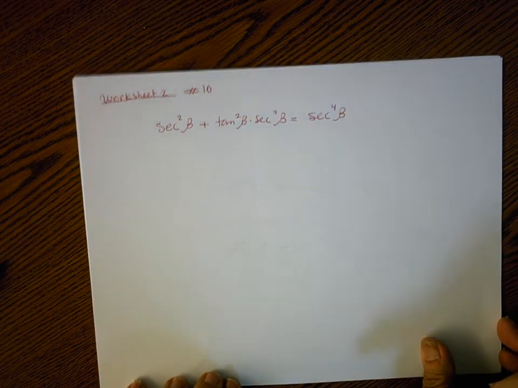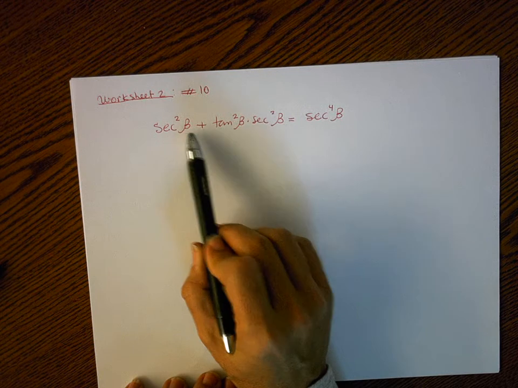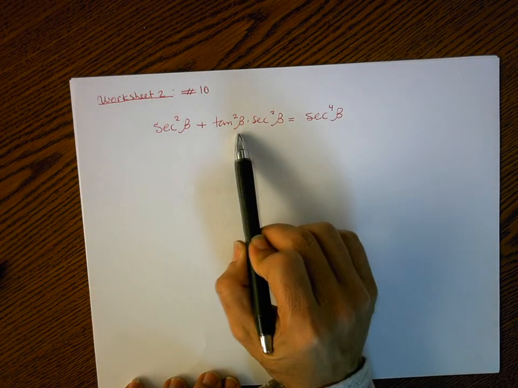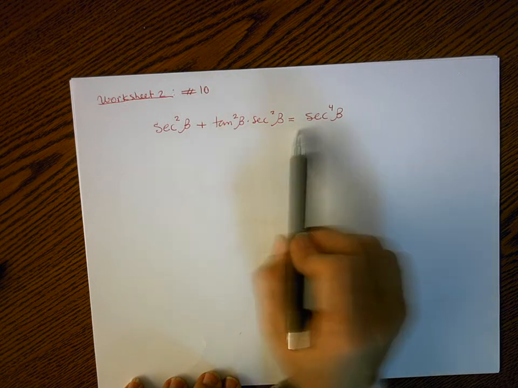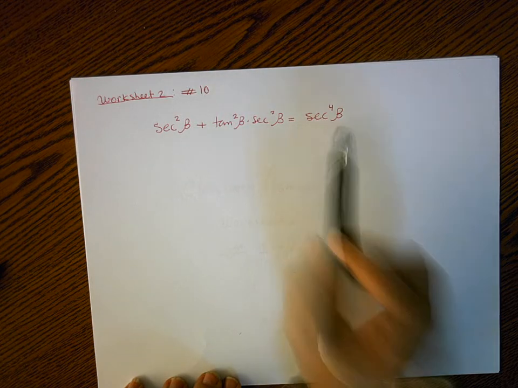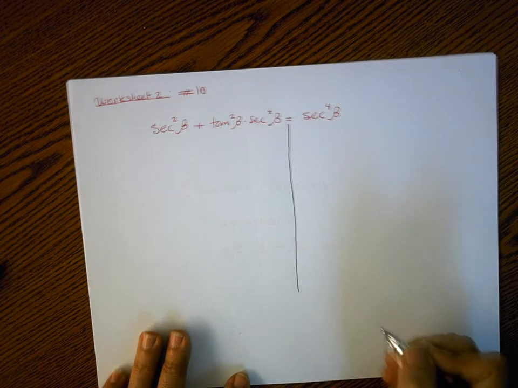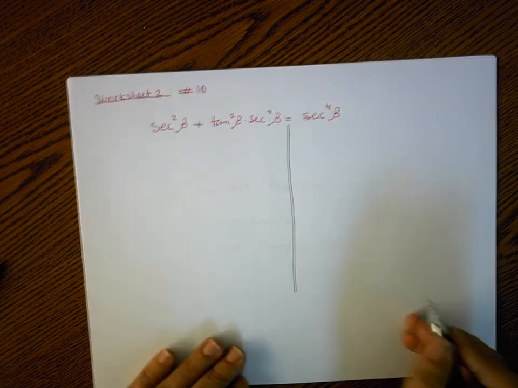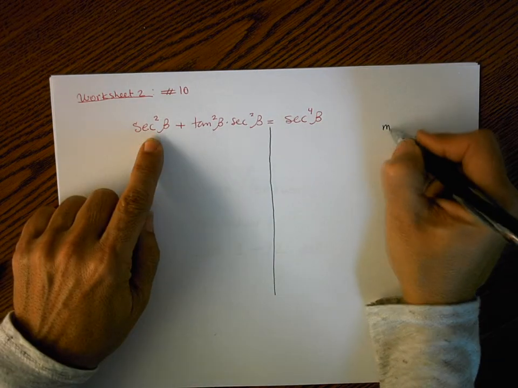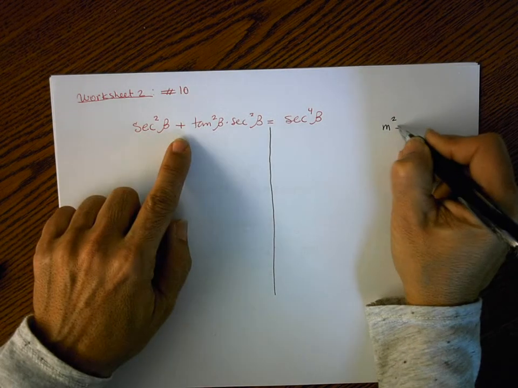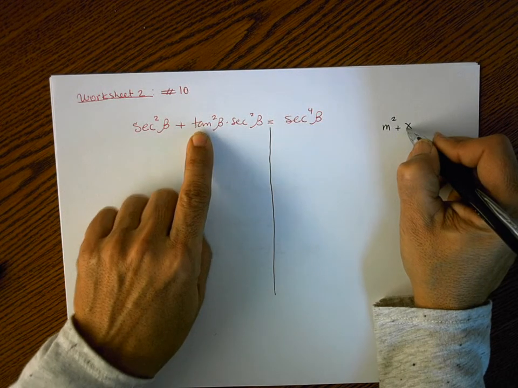All right, so I have secant square of beta plus tangent square of beta times secant square of beta. All this ugly, hideous thing got to equal secant to the 4th power of beta. So I'm definitely going to pick the longer, more complicated side. What do I see here if I substitute it with other variables? M. Okay, I would see an m squared plus, I can also substitute that for m, so let's put an x. And then here's my x squared, right?